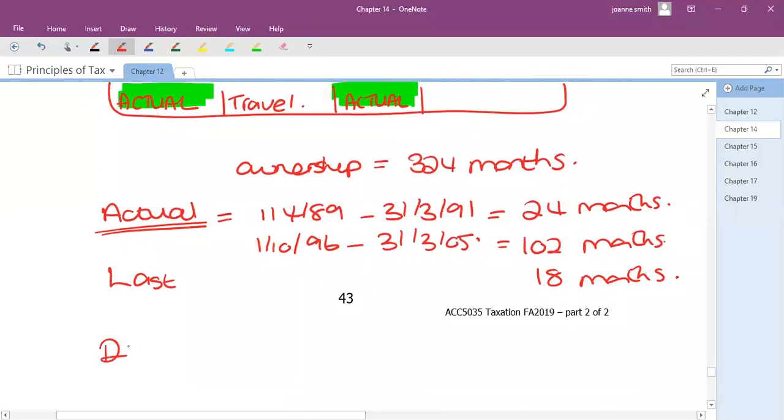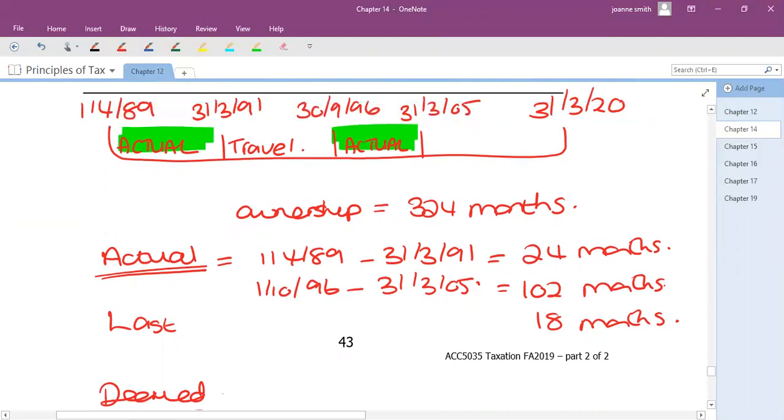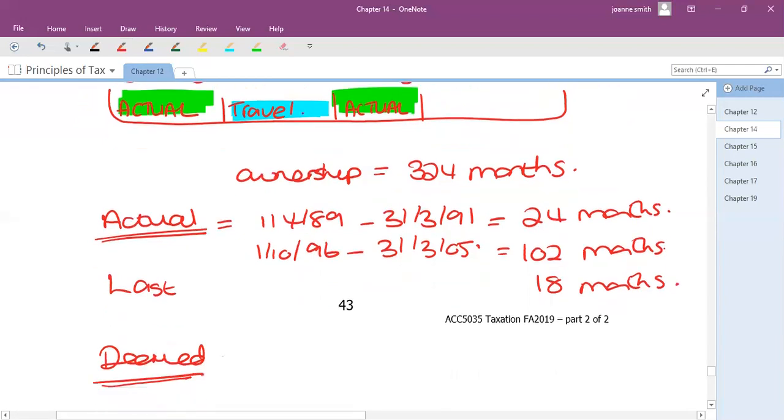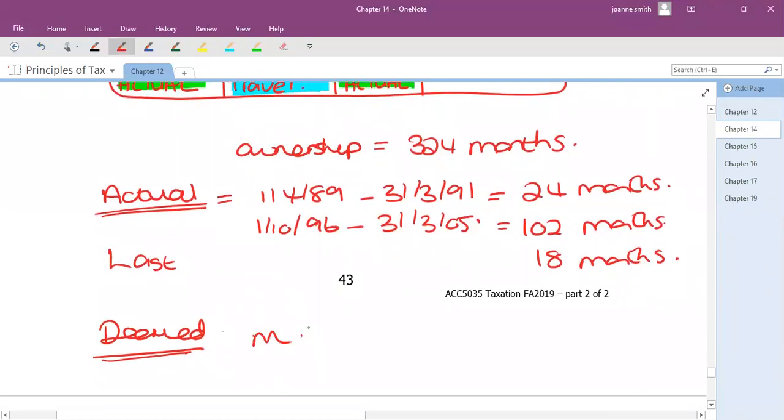Next, we want to look at the deemed occupation. Now, he's only going to have one deemed occupation, and that's because he never ever came back to the property in this period. So this will be deemed when he was travelling abroad, it can come under the heading of absent for any reason, but we can see there that he was absent for more than 3 years. So he's only going to get the maximum 36 months.